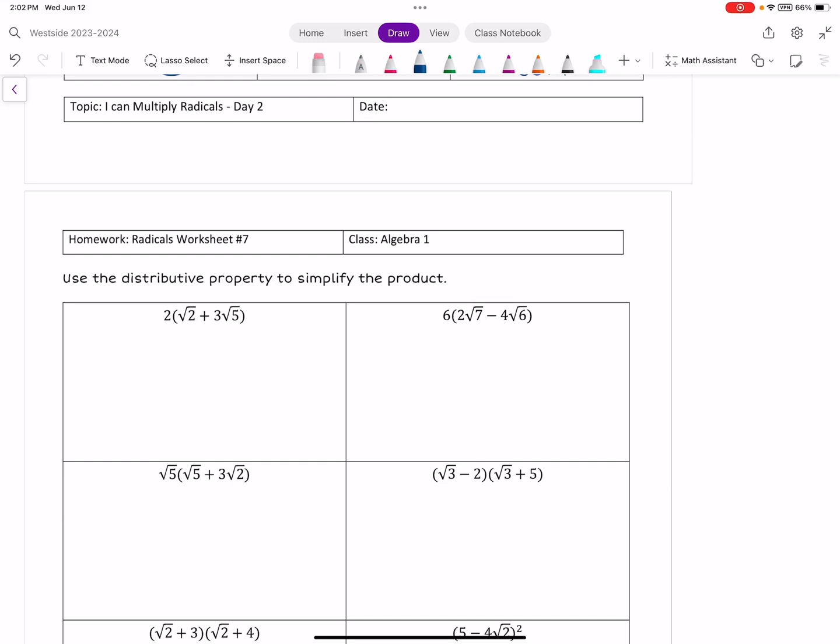Today we're going to go through multiplying radicals day 2. Your homework is radicals worksheet number 7.